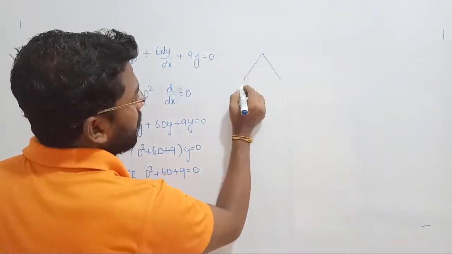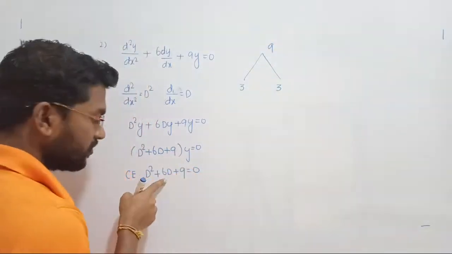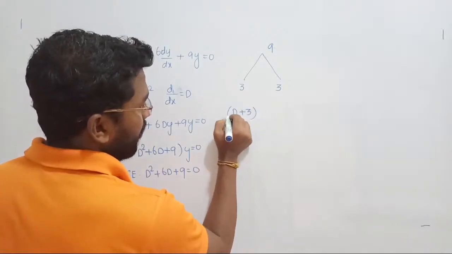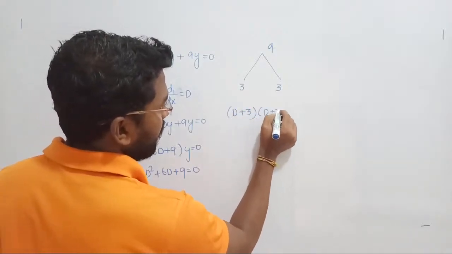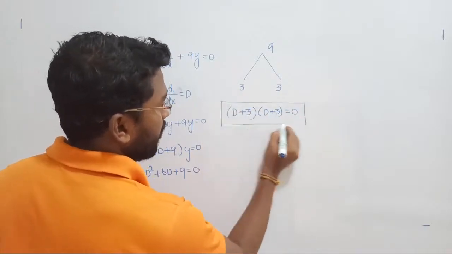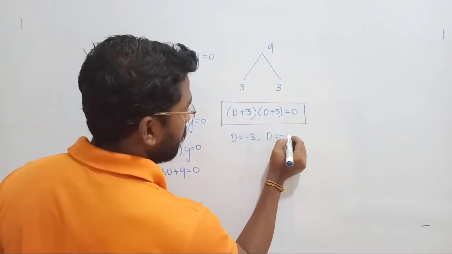How? Let's see. 3 into 3 will give you 9. Yes. 3 plus 3 will give you 6. Exactly. So this characteristic equation can be rewritten as (D plus 3) into (D plus 3) equal to 0. If you notice these things carefully, we are getting two repeated roots: D equal to minus 3 as well as D equal to minus 3.